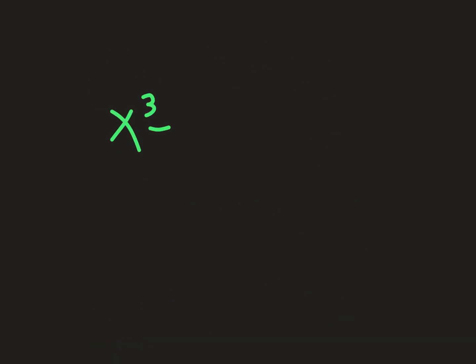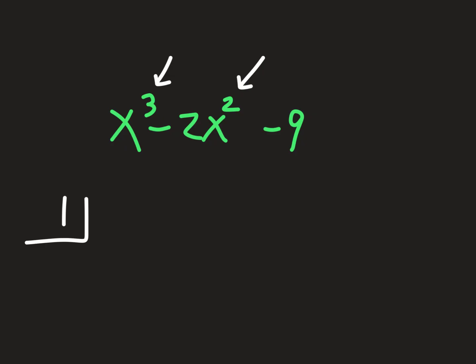X to the third minus 2x squared minus 9 has a built-in gotcha. Does anybody see it? If I was going to say, hey, test this, test 1 and see if 1 would work. What's the gotcha? Caleb? You're missing the x. Yes. See, this has x to the thirds, x to the seconds, but where are the x to the firsts?